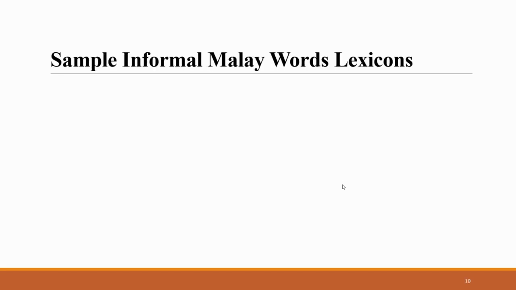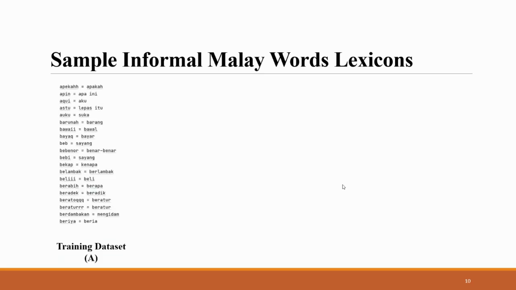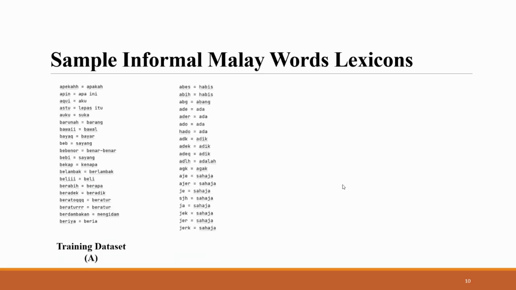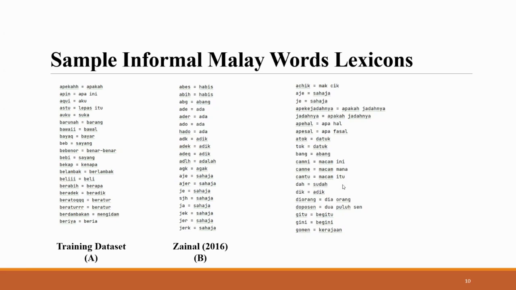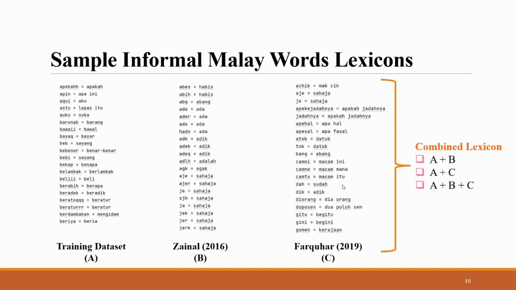These are some examples of the informal-formal Malay word pairs in the lexicon built from the training dataset. And this one is an example of word pairs in the lexicon built from Zaina's informal collection. The third one is an example of word pairs in the informal lexicon built from Fakuha's collection. The constructed lexicons will be combined and used together with the Malay library to normalize the informal Malay words. For example, we combine the constructed lexicons.